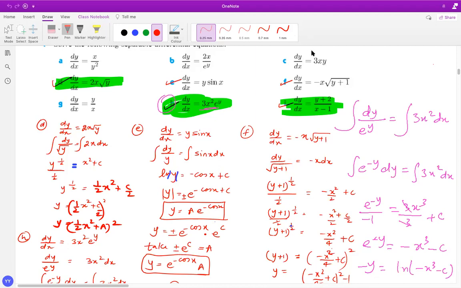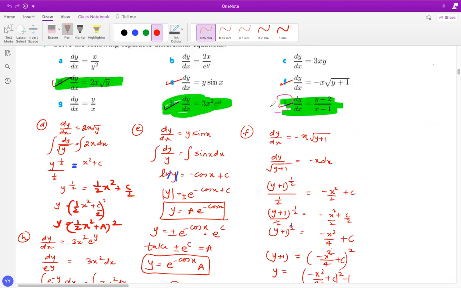So that's this part. Now the fourth one is dy over dx equals y plus 2 over x minus 1. So let's say when you integrate this one, dy over y plus 2 equals dx over x minus 1. If you integrate both sides, you get the integration of 1 over y plus 2, which is ln absolute value of y plus 2, equals ln absolute value of x minus 1 plus c.